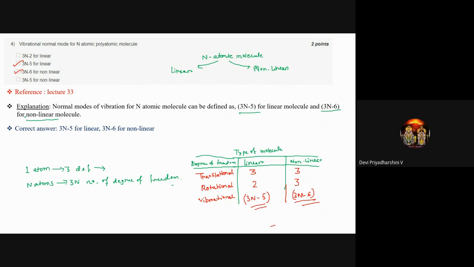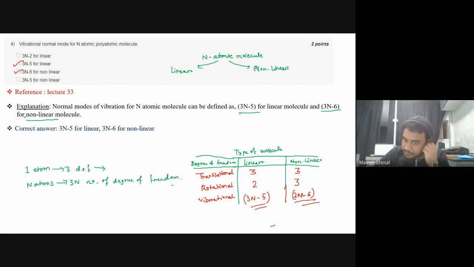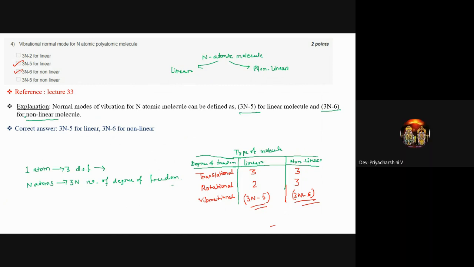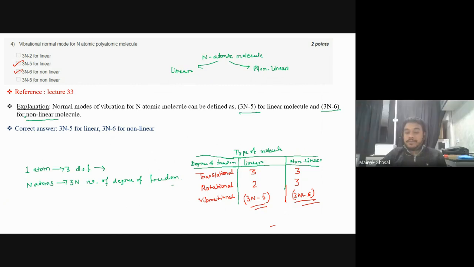Sir, I have one doubt. For linear, translation is 3 and rotational is 2. What is the difference between 3 and 3, 2 and 2, how do you put it? Okay. So translational means this molecule can move in either of these directions, X, Y, or Z. You can move this molecule in either the X direction or Y direction or Z direction. So this is possible whether it is linear or non-linear, you can move it in any direction.